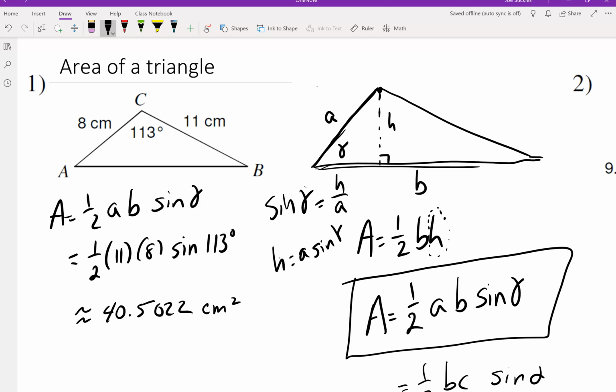Area is always given to you in square units, and we can see why, because this A has a centimeter attached to it, and this B has a centimeter attached to it, which means when you multiply A and B together, you get centimeters squared for the units. Okay, so that would be the area of that triangle.